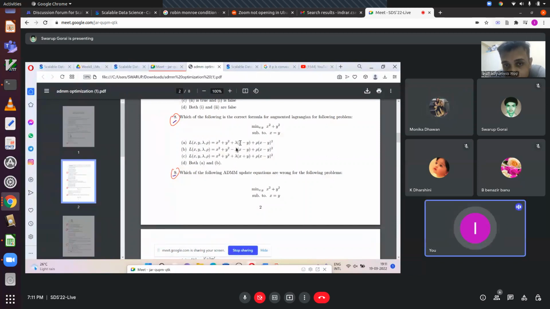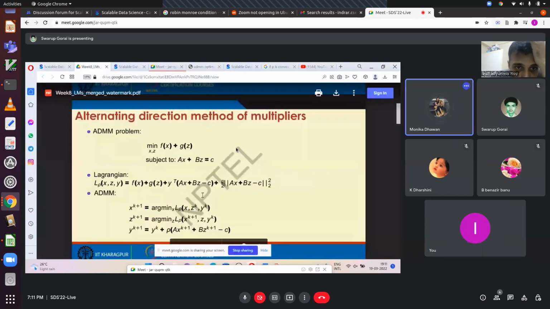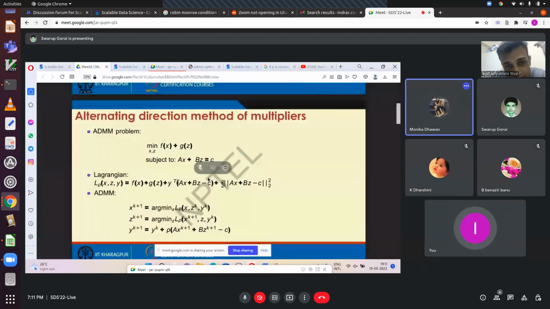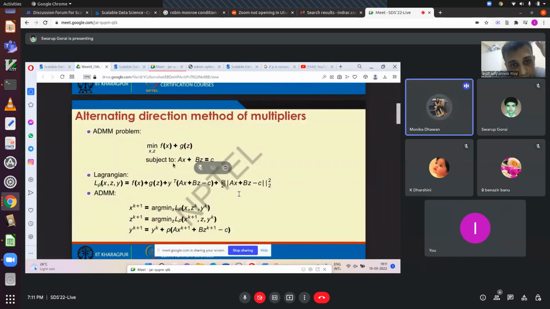It will be A, but why should it be plus and not minus? Plus, because... Yeah, so there is a reasoning behind this format. Basically, if you remember, we minimize over x and z, and we maximize over the dual variable y.